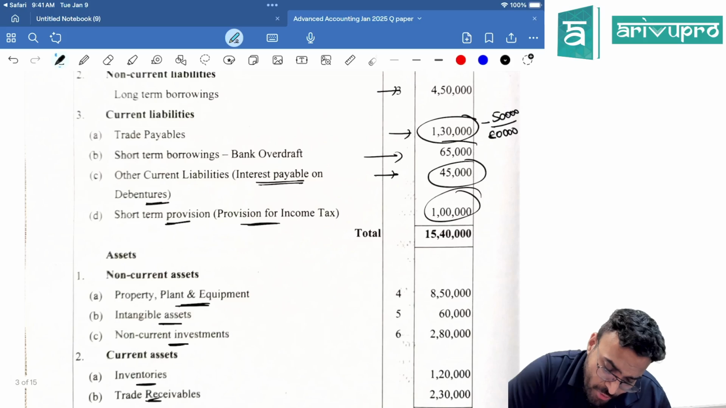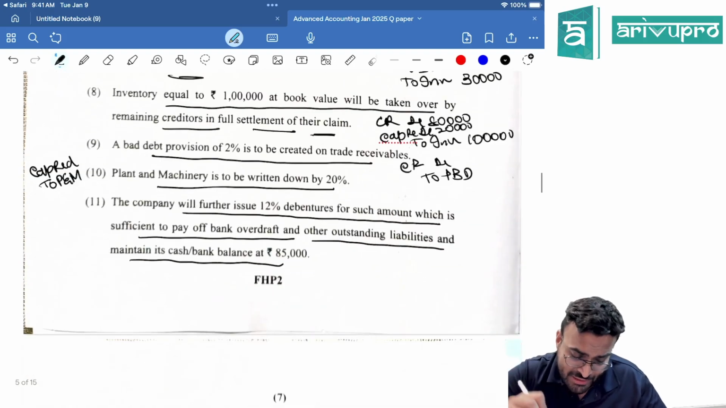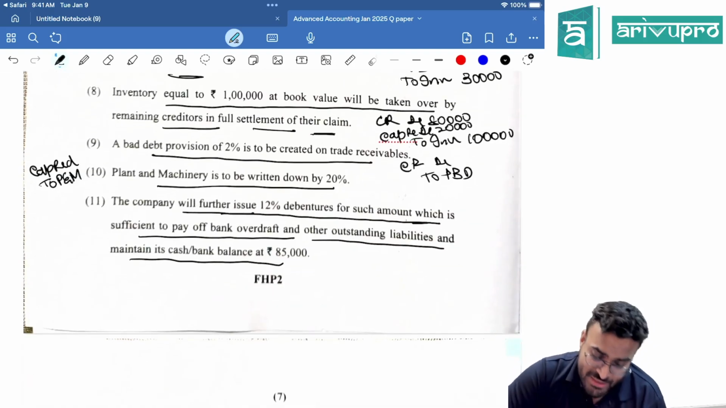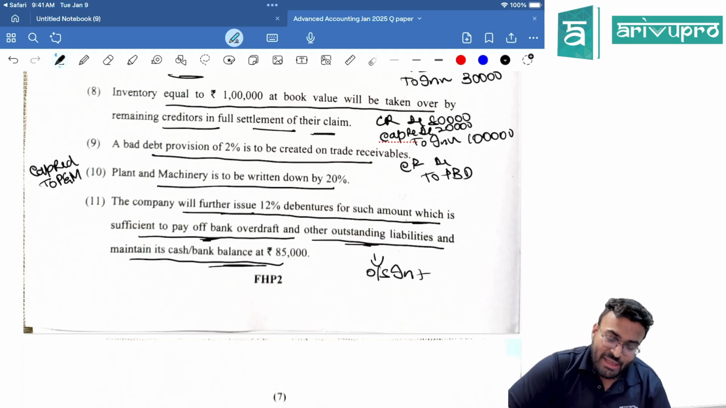Okay. Short-term borrowing 65,000. Other current liability is not there. Okay. Now see, very important sentence over here. Company will further issue 12% debentures for such amount which is sufficient to pay off bank OD and other outstanding liabilities. Other outstanding liability means outstanding interest, and maintain cash balance of 85,000.